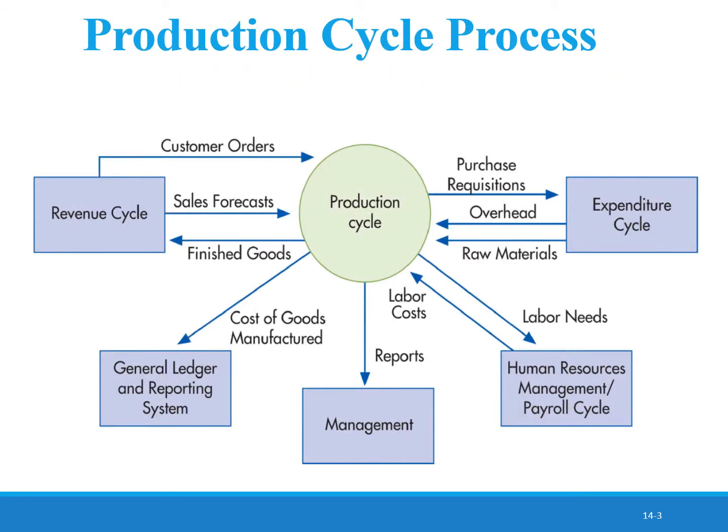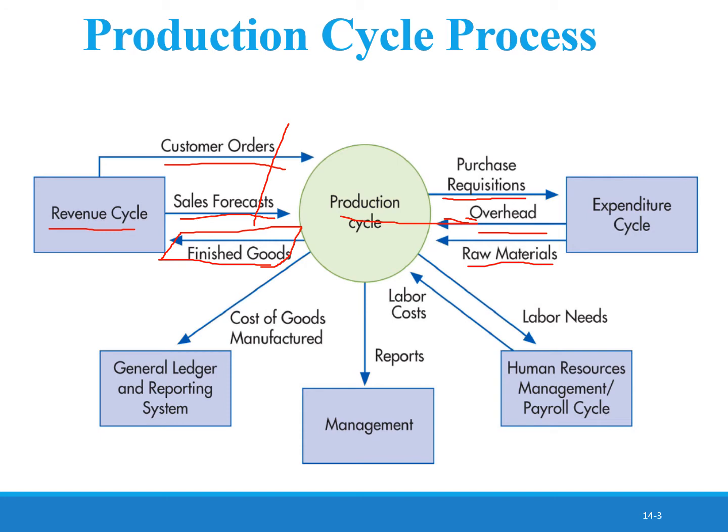Okay, so as I mentioned just now, this figure shows how the production cycle is related to the other cycles. Here we have the revenue cycle, and in the production cycle we have sales forecasting and customer order as an input to the production cycle, and then the output to the revenue cycle is the finished goods according to those two inputs. And then based on the customer orders and sales forecasting, the production cycle will send the purchase requisition of the raw materials needed for the production process. Then the expenditure cycle will send the overhead cost and the raw materials.